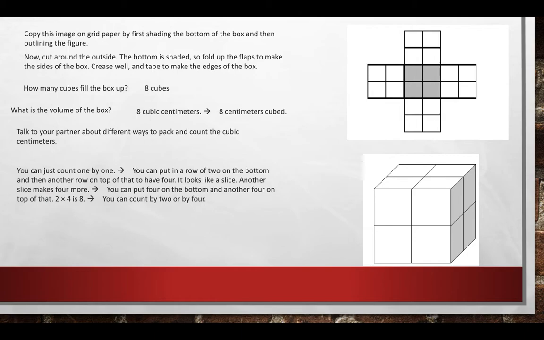Or you can think of it like a building. You could put 4 on the bottom and then put a second story, a second floor, another 4 on top of that. And we know 2 levels of 4, 2 times 4, is 8. Or we can count by 2s or by 4s to figure out our total volume of 8 cubic centimeters.